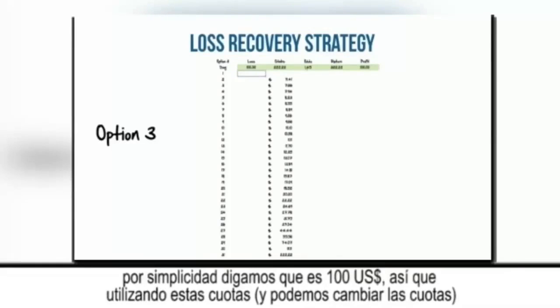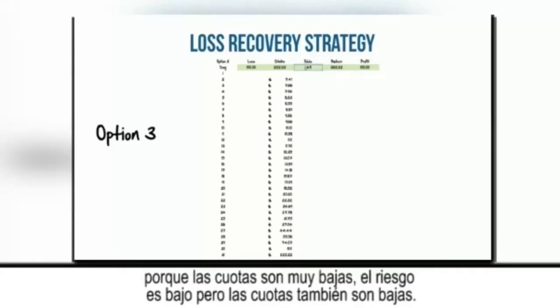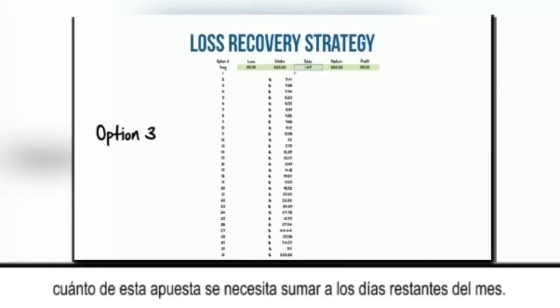So using these odds, and we could change the odds, I know that if I wanted to recover it in one single go, I need to place a bet for $222 because the odds are pretty low. The risk is low, but the odds are low as well. So therefore, I calculate based on the day that I lose, how much of this stake needs to be added to the remaining days of the month.